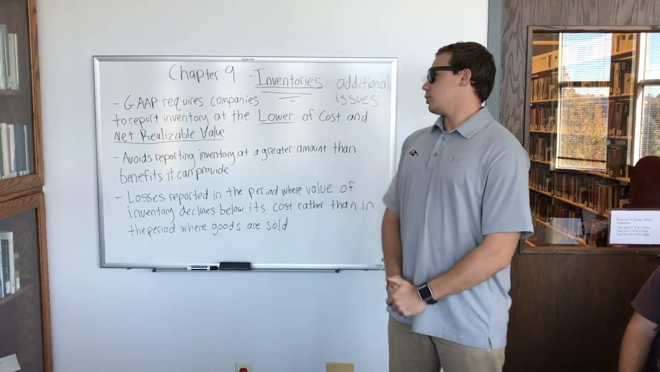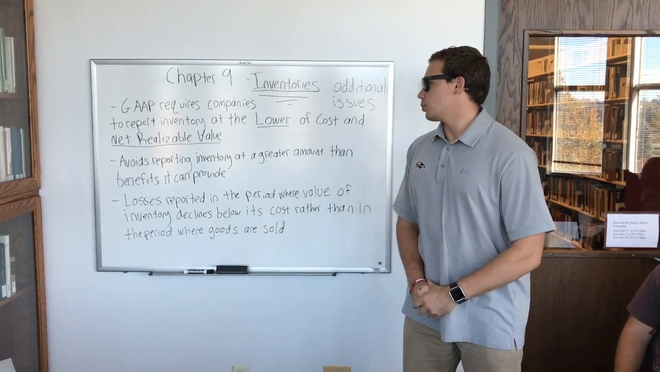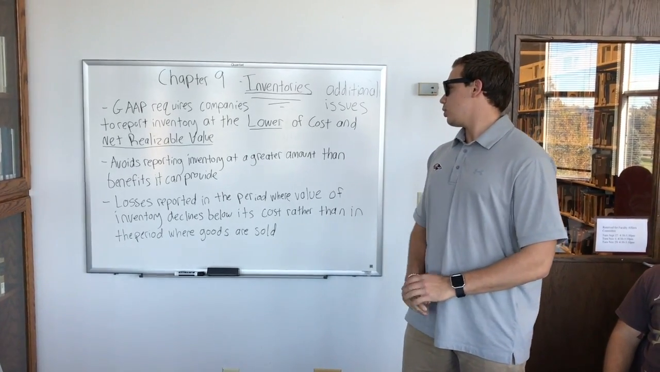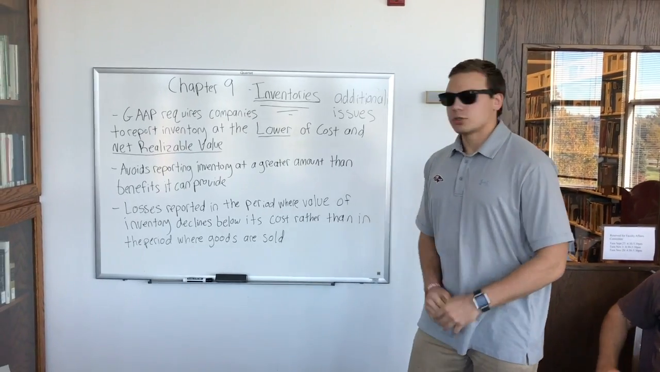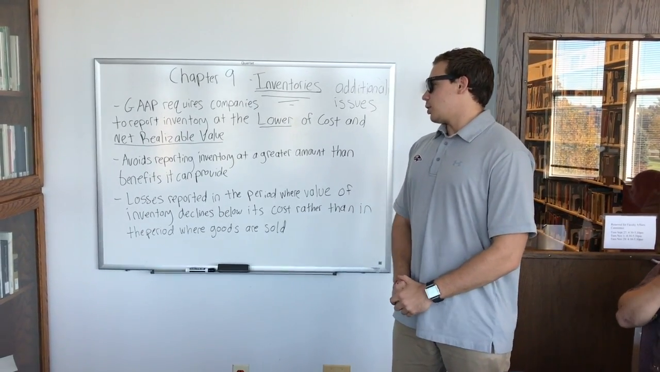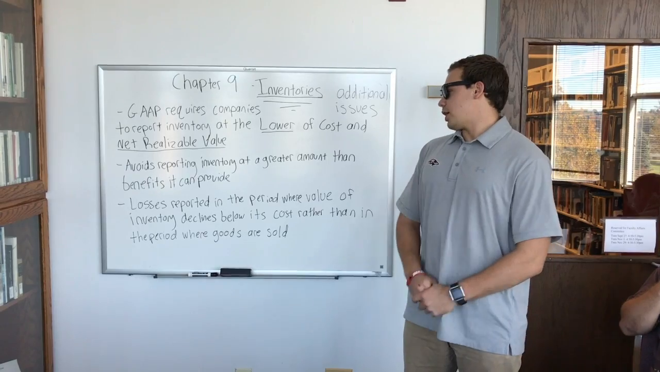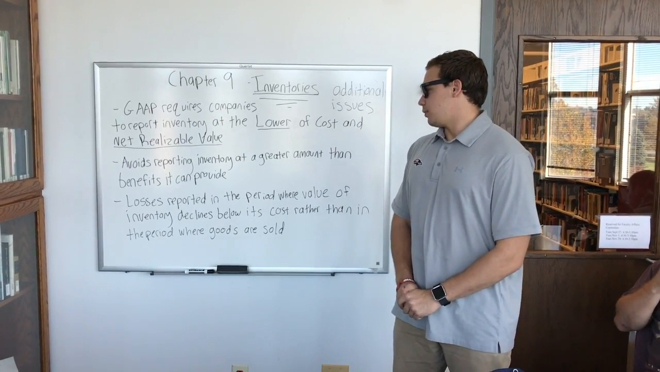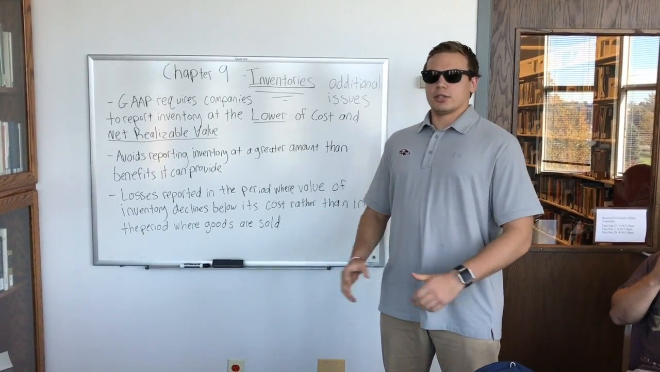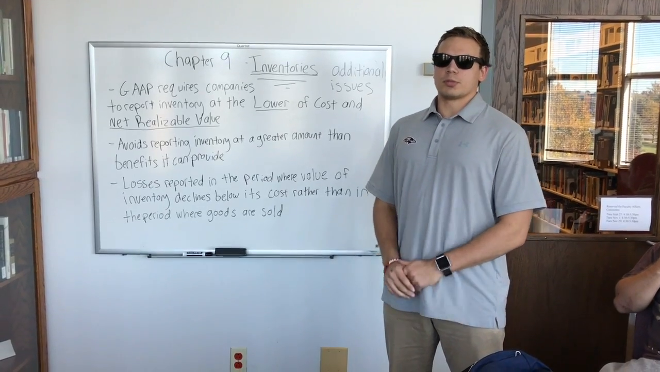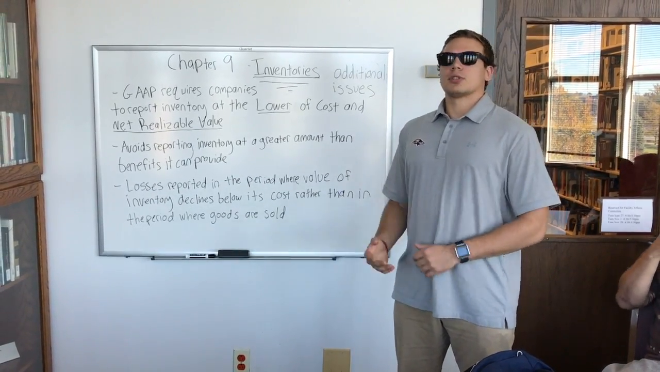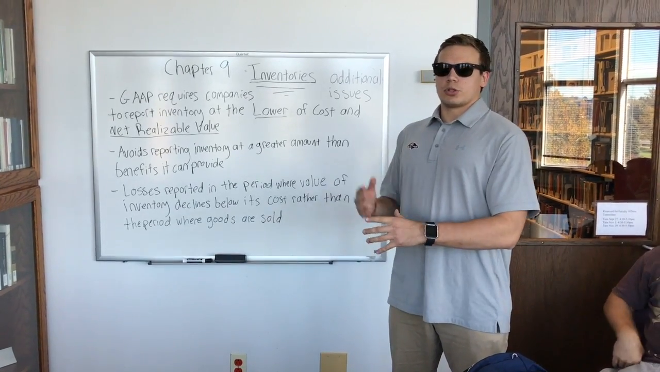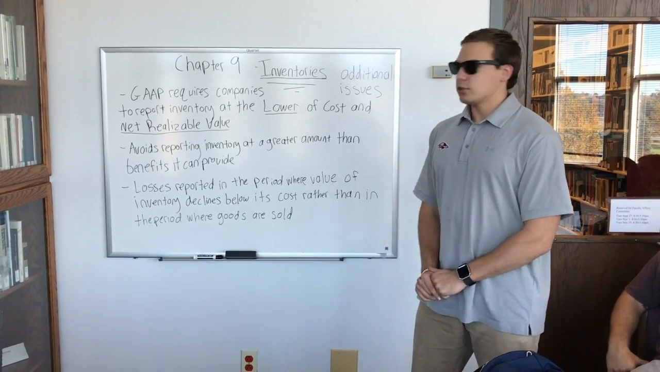To start, GAAP requires that companies report their inventory at the lower of cost and net realizable value. What that means is companies avoid reporting inventory at a greater amount than the benefits it can provide. This relates to GAAP's overall principle of conservatism in accounting, because you don't want to say that you have more inventory than what you actually have, because it'll throw your numbers off in the end.